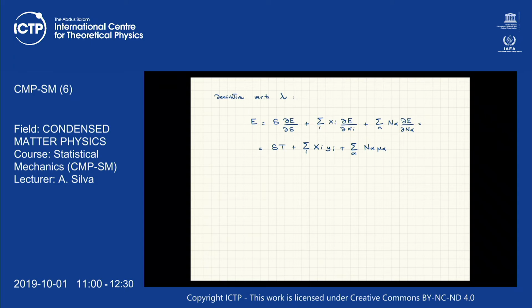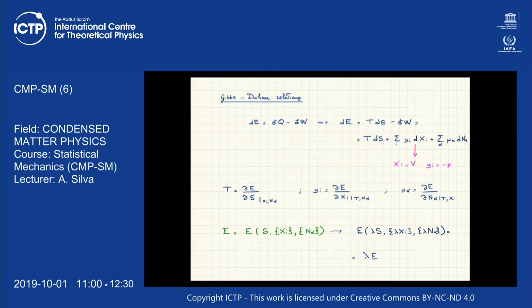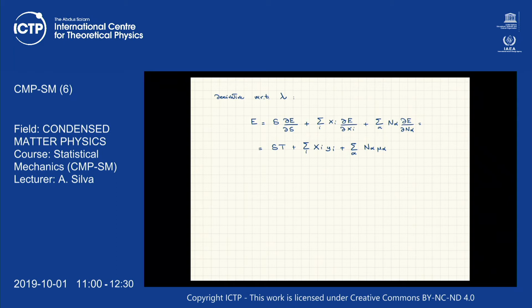Now the problem is that we also wrote down before this expression. I'm not going to rewrite it because I'm not on a blackboard, but on a beautiful iPad. So I'm going to use technology, copy and paste. Good. So we also know that dE is equal to TdS plus blah, blah, blah. This is the first principle of thermodynamics.